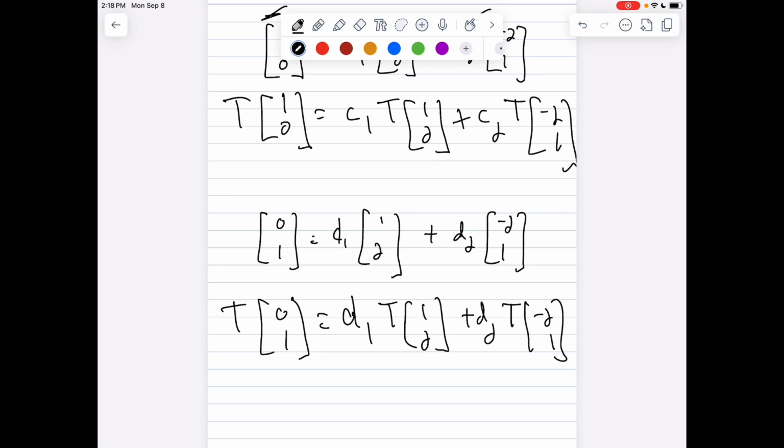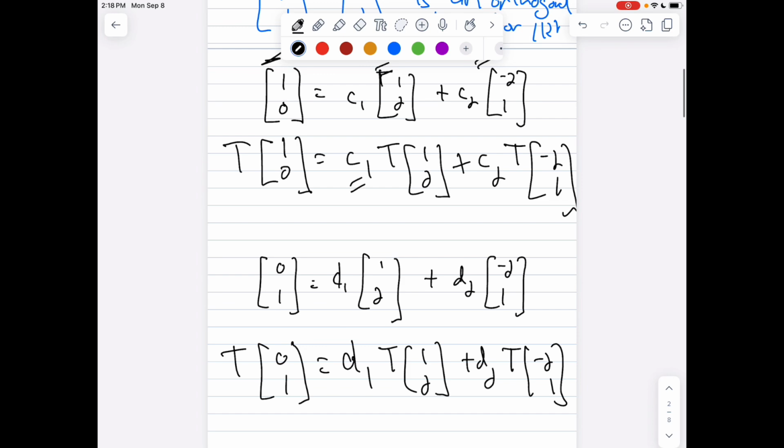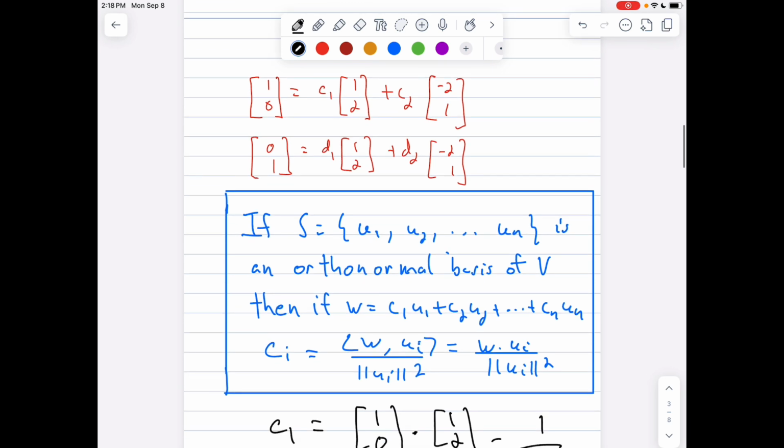The whole idea here is that we know the images of (1, 2) and (-2, 1), so we can basically find the image of any vector based on the fact that we know the images of those transformations. Okay, but the question is, that's great, but how do I find these constants? I need to find C1, C2, D1, D2. And here's what we're going to look at next.